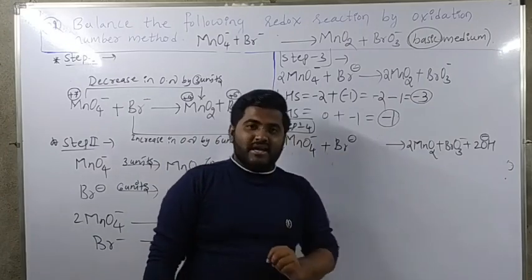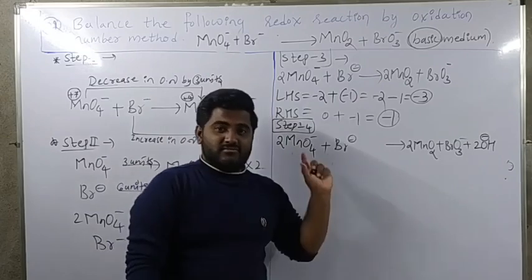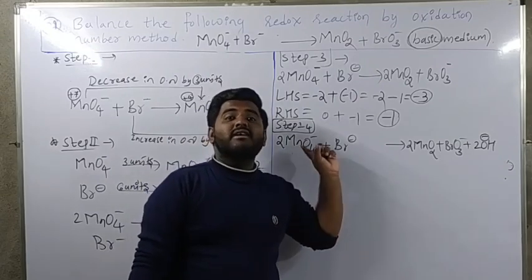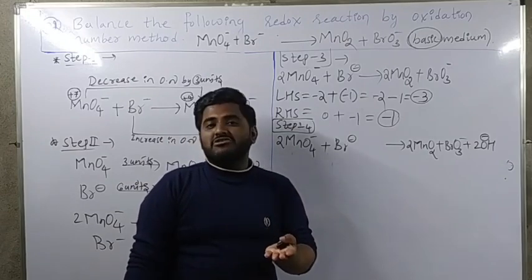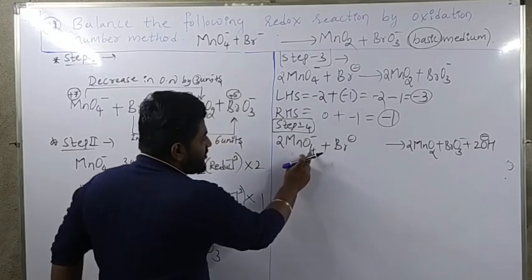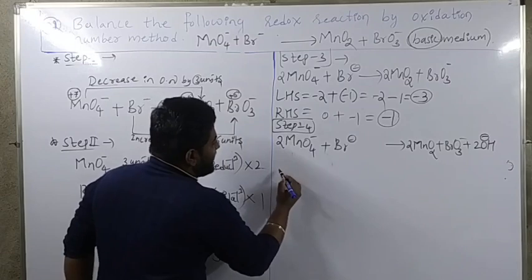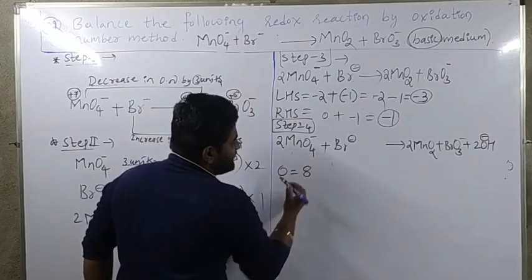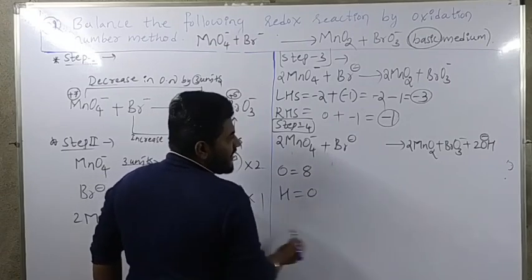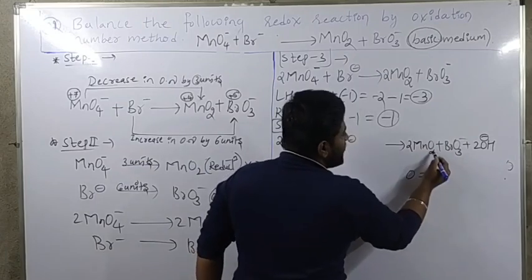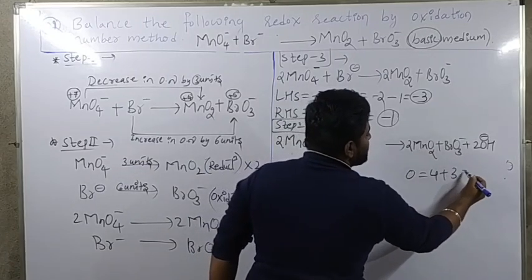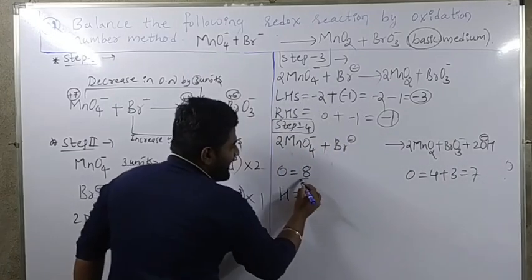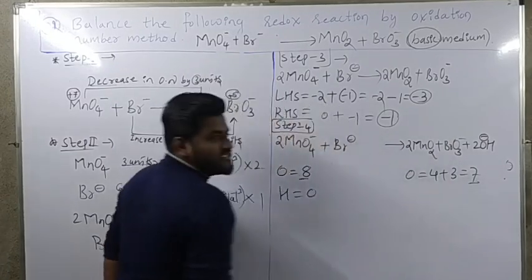Followed? Yes. Now what is the last step we have to do here? Calculate the number of oxygen and hydrogen. Correspondingly, balance the hydrogen and oxygen by adding water. See, how many oxygens are there? 4 twos are 8. Oxygen atoms are 8. Hydrogen atoms are 0. This side we calculate the oxygen atoms: 2 twos are 4 plus 3, how much? 7. So here 8 oxygen is there, here 7 oxygen is there.